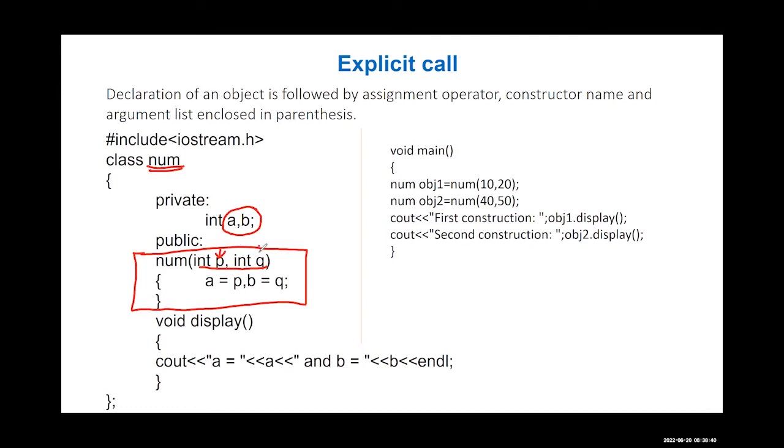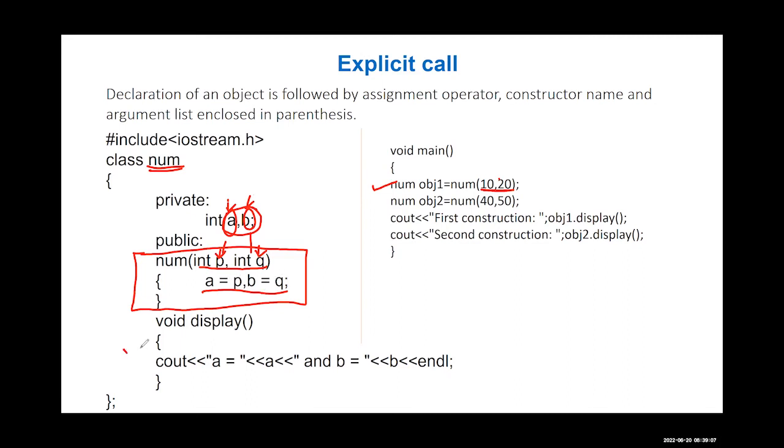For example, the parameters are P and Q and my data members are A and B. I am initializing these data members using the parameters. That is, I am saying A is equal to P and B is equal to Q. So whatever value is transferred when the object is declared, that is, whatever value I pass in the argument, is what is going to get initialized to A and B. I hope this is clear.